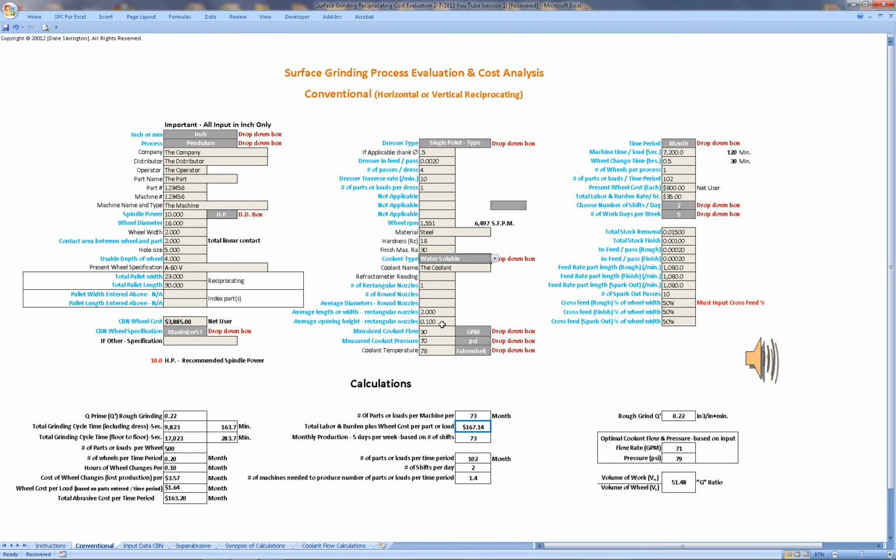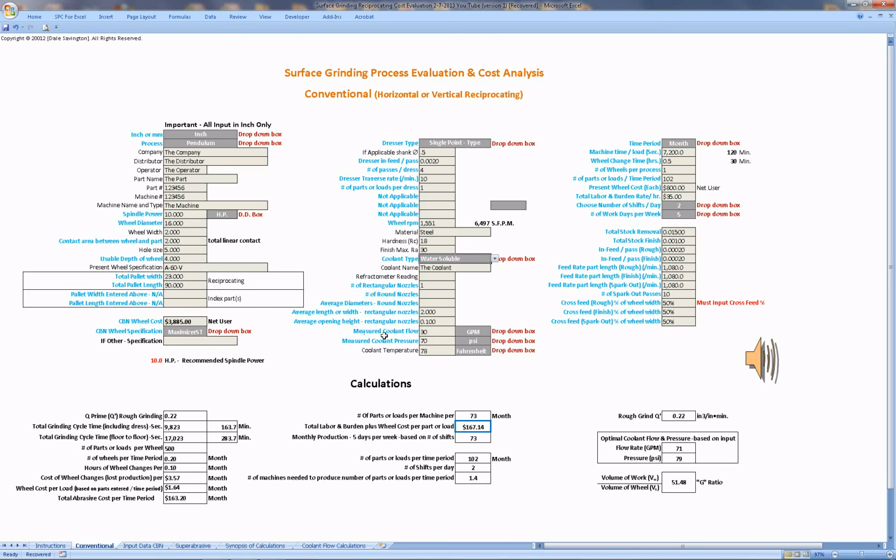That calculates that we need 71 GPM at 79 PSI in order to achieve a percent of 100% plus of the actual velocity and volume needed to get the coolant into the interface, which is critical in order for you to optimize your grinding process.